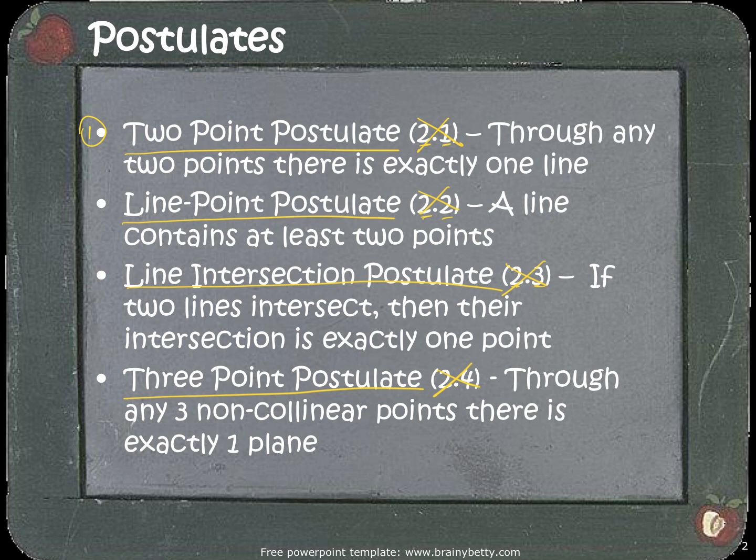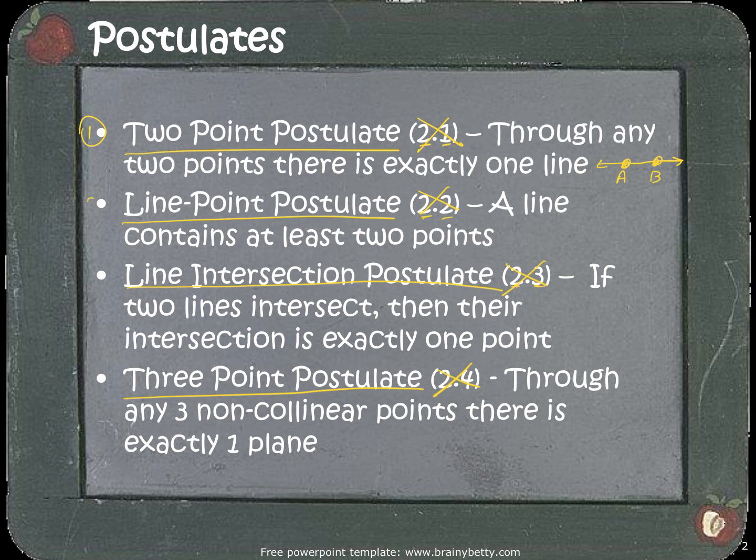We've got the 2-point postulate. The 2-point postulate says that through any 2 points, there is exactly one line. So if I have point A and point B, I can only draw one line through those 2 points. One and only one line through them.